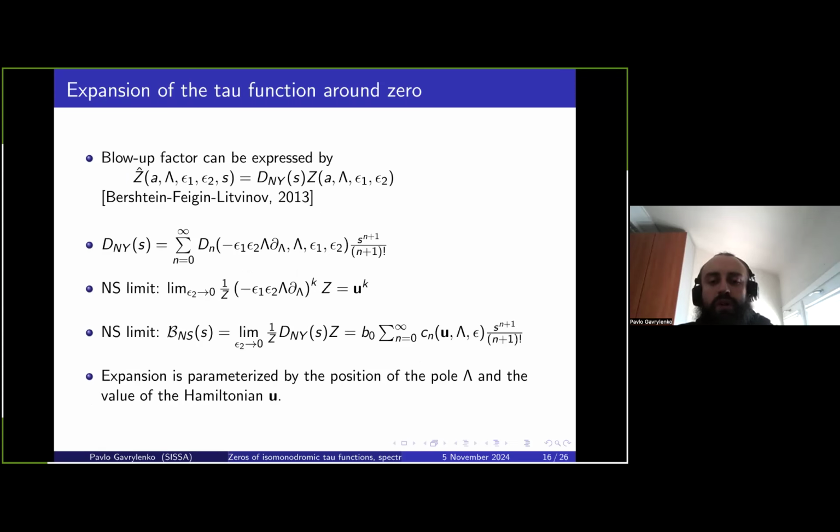this block factor also has some explicit formula that probably follows from the gauge theory, but I think it was originally obtained from CFT in the paper I mentioned. So this block factor can be written as some differential operator depending on S that acts on Z. So it is some polynomial in lambda and d/d lambda.